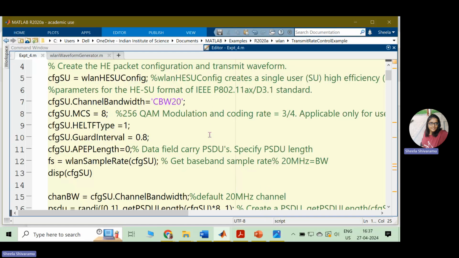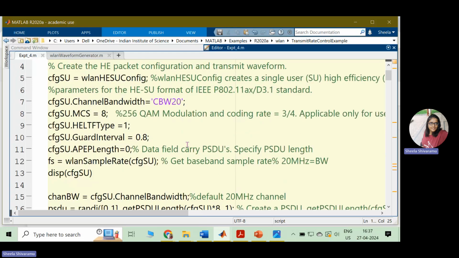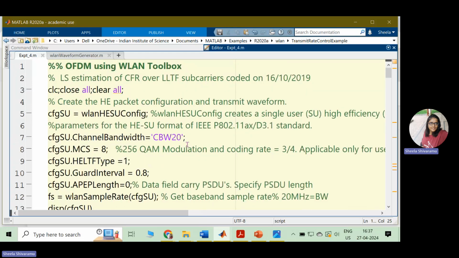In this experiment, some of the things are repetitive, so I would not emphasize more on that part. I would like to emphasize a few things, that is, the functions which have been newly written for this particular experiment. So the main objective here is the LS estimation of the channel frequency response over LLTF subcarriers.